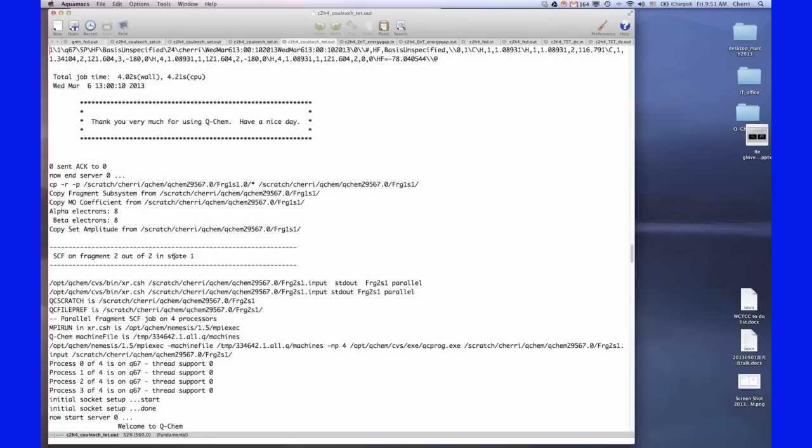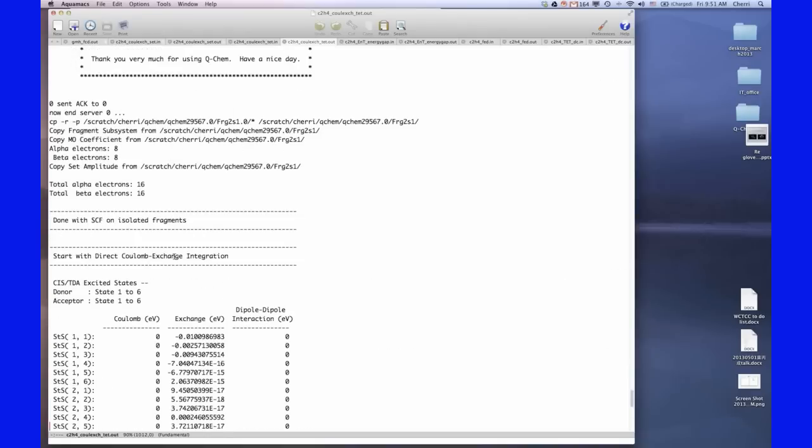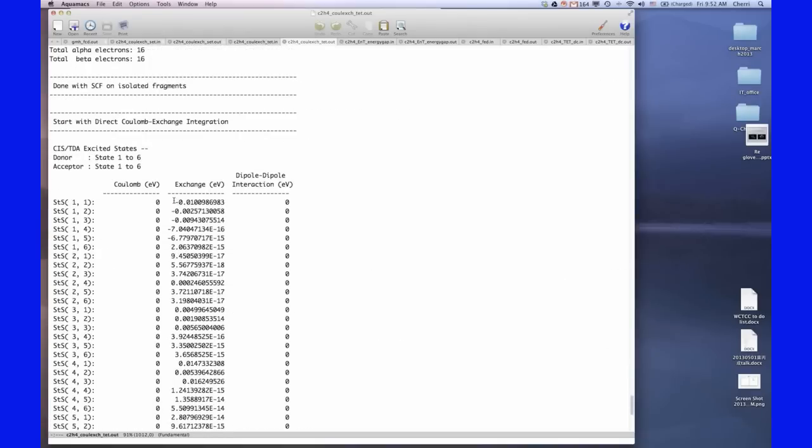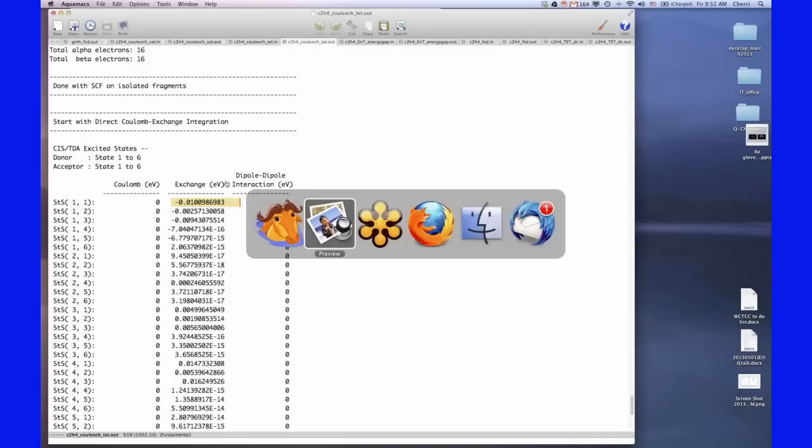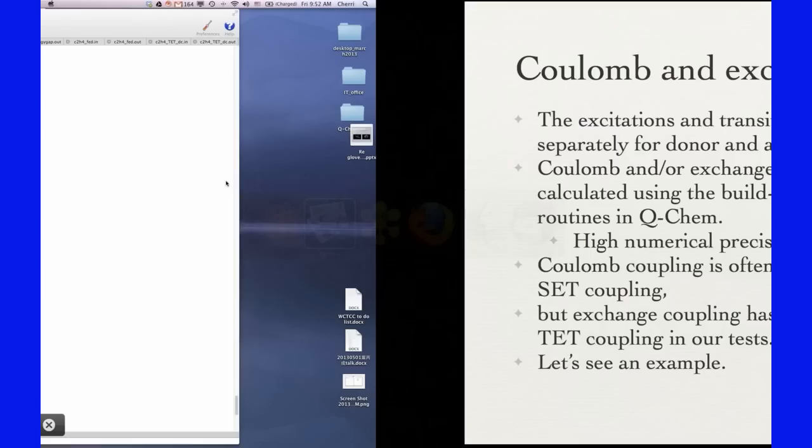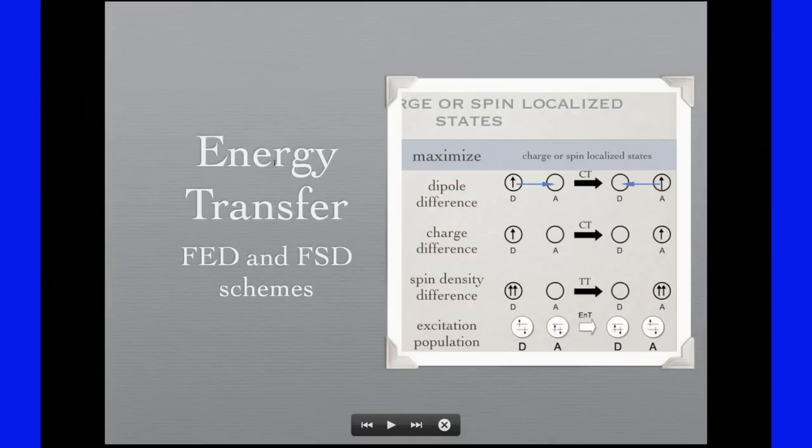Again, the CIS calculation is done twice, for the donor and acceptor fragment. Now you don't have Coulomb coupling, you only have exchange coupling. And these are the triplet-triplet exchange coupling values. Alright, now finally we have energy transfer.